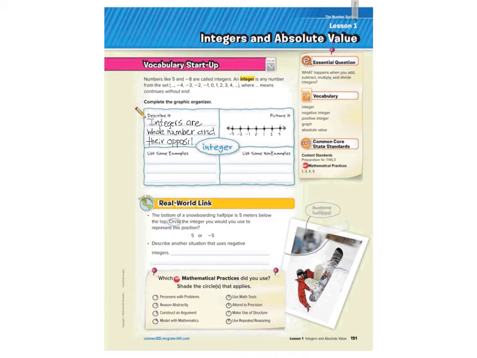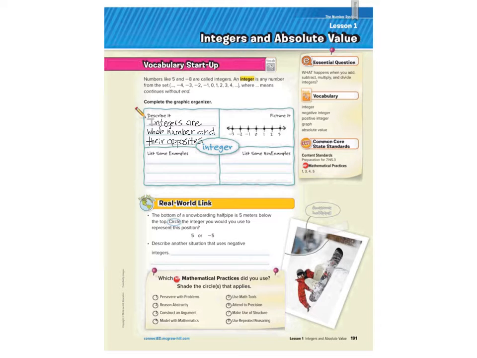Then the number line in the next box is already filled out for you. It says picture it, and it shows you numbers that would be considered integers on the number line. That, of course, is not a list that includes all of them. It's just showing you a few examples. So now let's give some examples of integers.